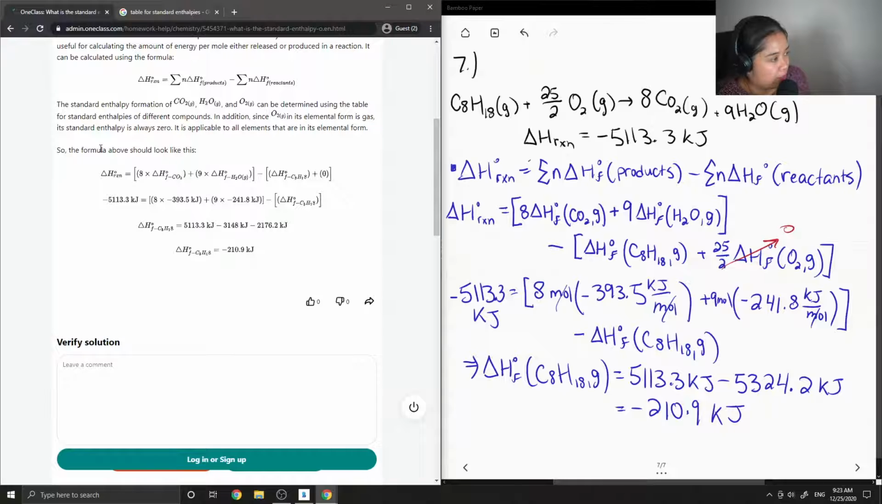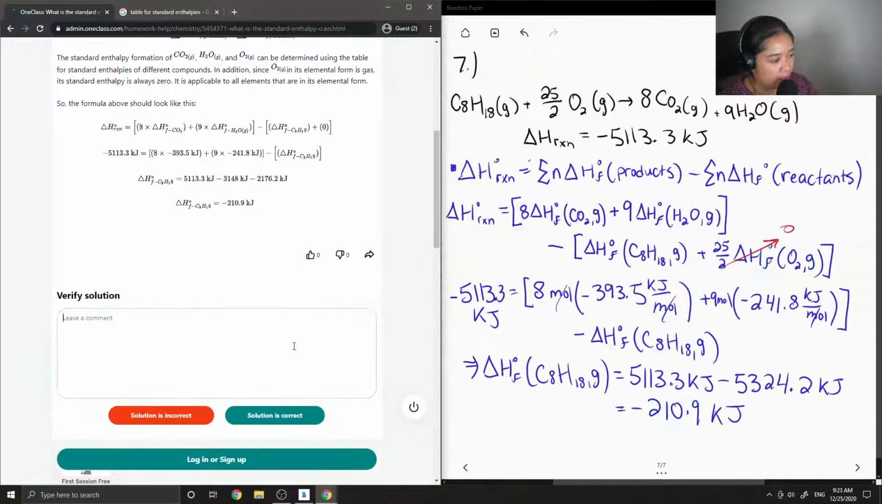So the formula above should look like this. So they have 8 times the delta H of formation of carbon dioxide plus 9 times the delta H of formation of H2O minus what we're looking for, which was the delta H of formation of the octane plus 0. Okay, so then they plugged in all their standard enthalpy values and ended up getting negative 210.9 kilojoules. Yep, so this solution is correct.